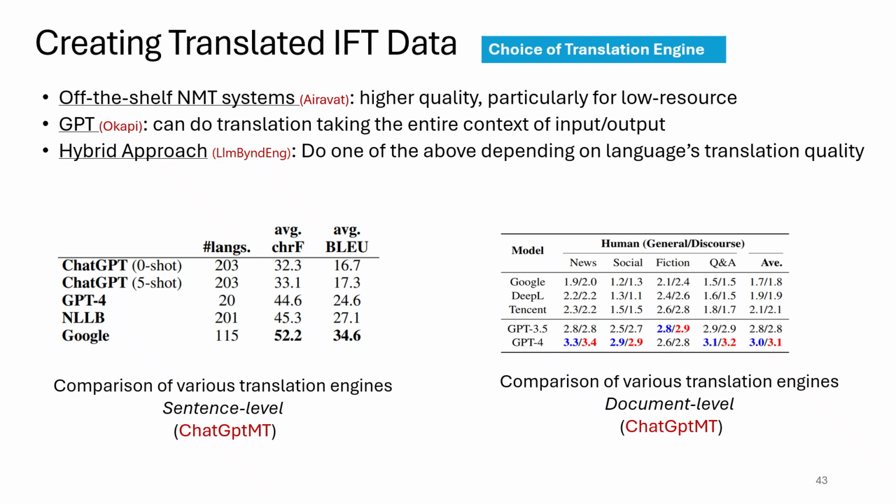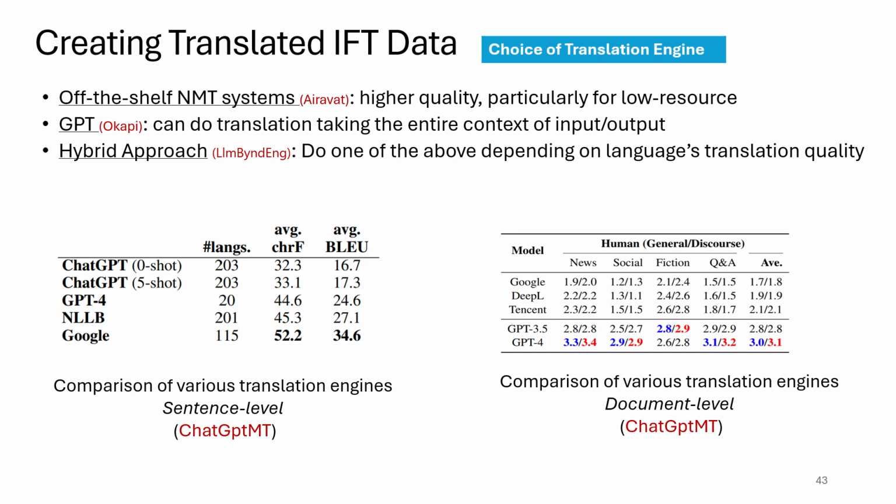So one, you could use off-the-shelf NMT models, say proprietary models like Google or Azure, or open models like NLLB, or language specific models like IndicTrans, etc. So that's one way to do it. Or you could use GPT for doing the translations. So the off-the-shelf models are typically higher quality, particularly for low resource languages. GPT quality is lower, as we saw, for low resource languages, might be at par for high resource languages. But the good thing is they can take larger context of entire paragraphs and translate them, which might be good when translating these IFT datasets.